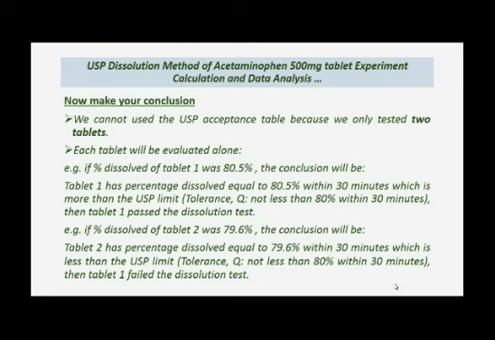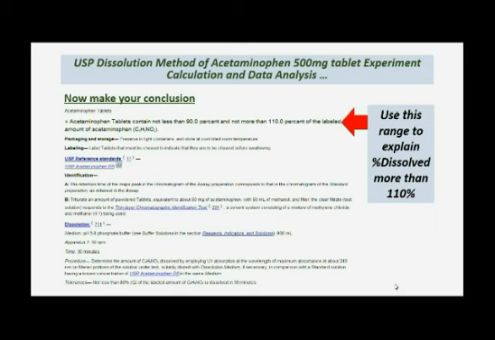But if the percentage dissolved of tablet 2 was 79.6, then the conclusion will be tablet 2 has percentage dissolved equal to 79.6% within 30 minutes, which is less than the USP limit, Q or tolerance, not less than 80% dissolved within 30 minutes. Then tablet 2 failed the dissolution test.